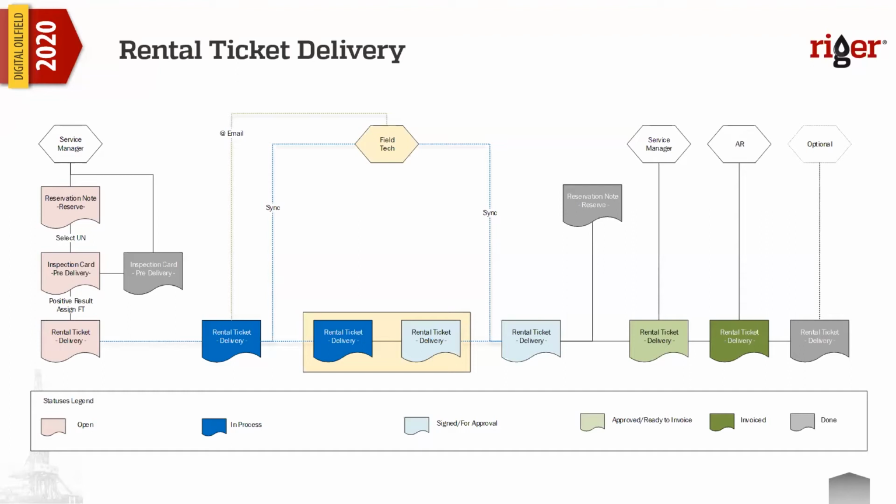Now he can double check all the information on the ticket, approve it, and move the ticket to ready to invoice status. Then the accounting receivables department just picks this ticket up and invoices it, and then the ticket gets the status done.